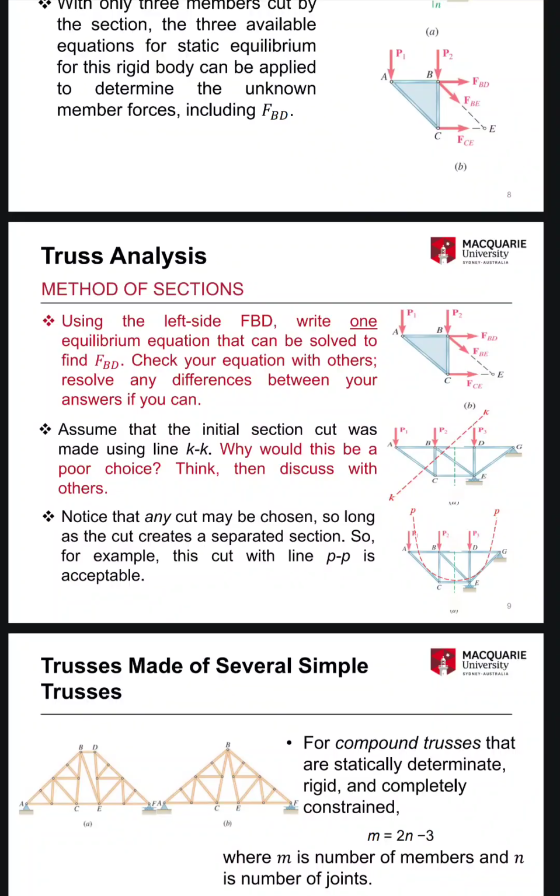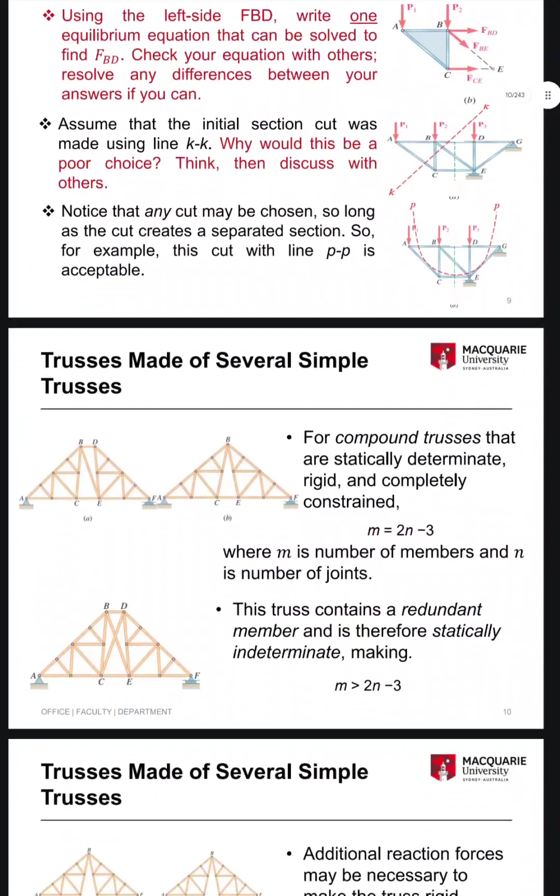Assume that the initial section cut was made using line KK. Why would this be a poor choice? Think, then discuss with others. Why is it a poor choice? Notice that any cut may be chosen so long as the cut creates a separated section. So, for example, this cut with the line PP is acceptable.